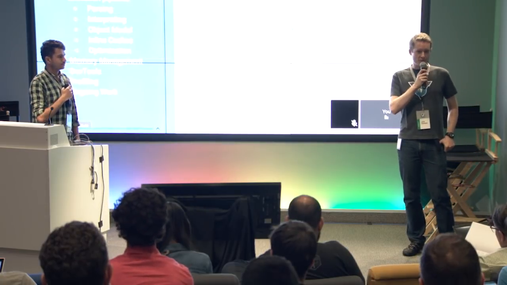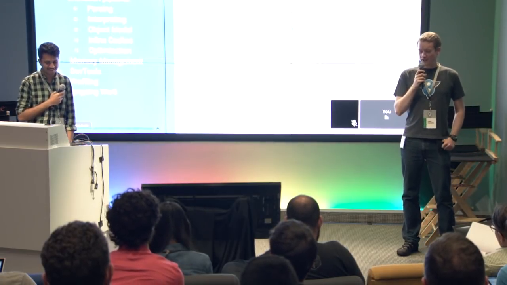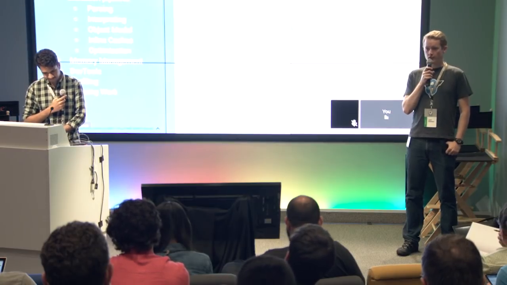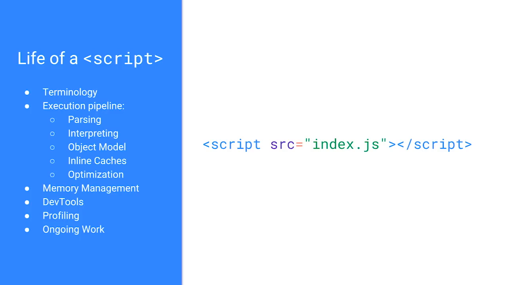So buckle up, you're in for a ride. We're going to start with some terminology and then take a look at the various stages of the execution pipeline, from the parser to the interpreter to the object model to inline caches and finally optimization. Then we'll talk a bit about memory management, the dev tools, profiling of websites, and ongoing work in our team.